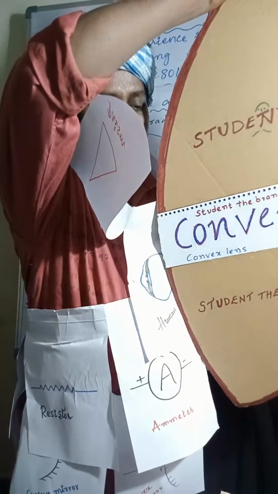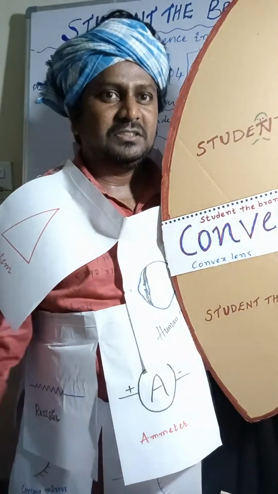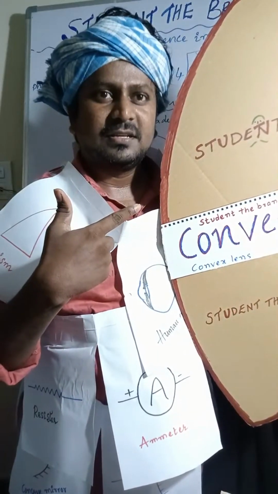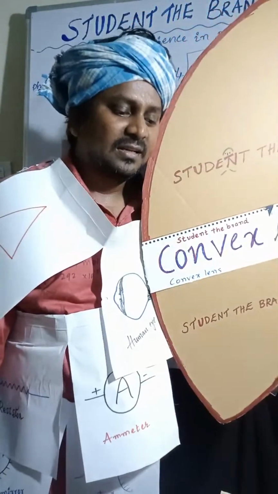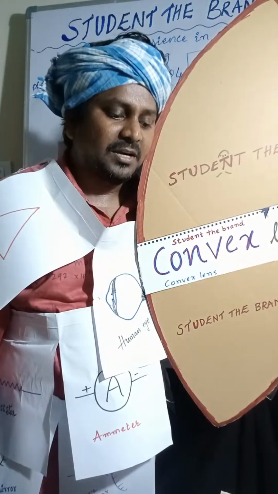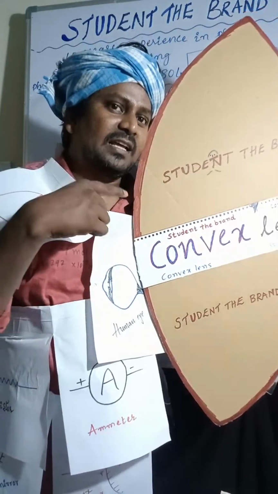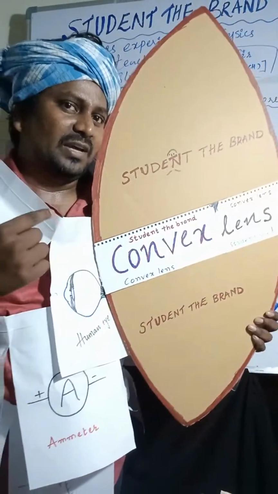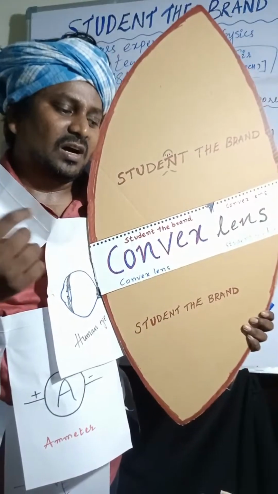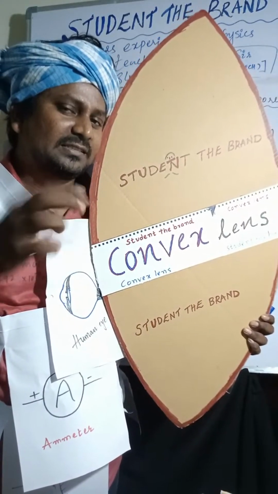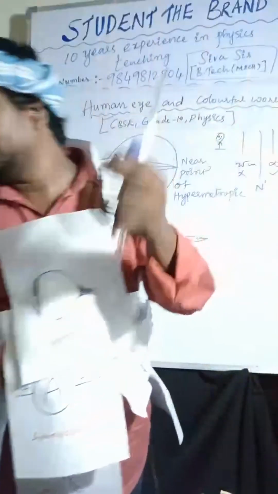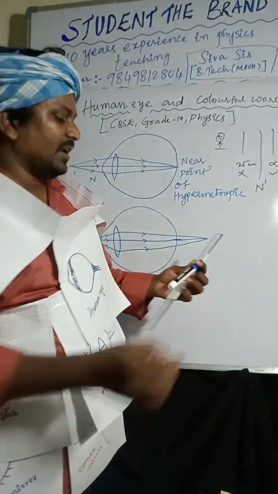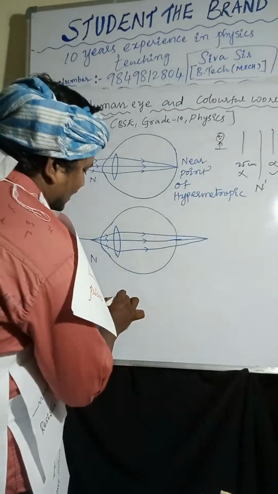Convex lens. What lens will we use to correct the defect of hypermetropia? Convex lens. Right? So we'll use convex lens to correct the defect of hypermetropia.